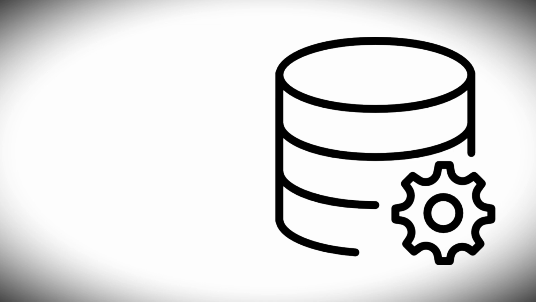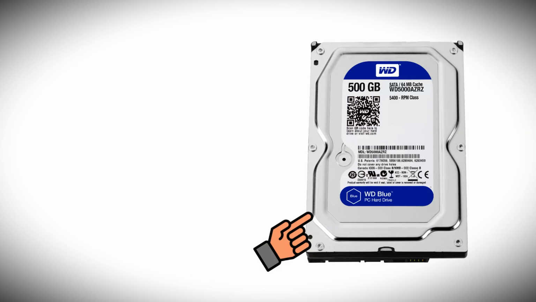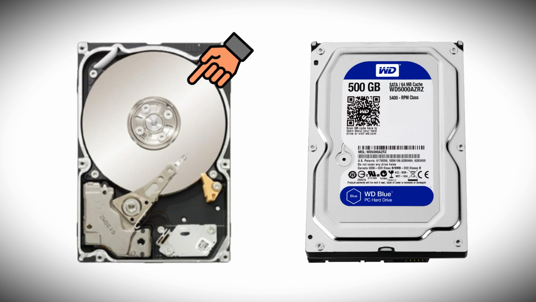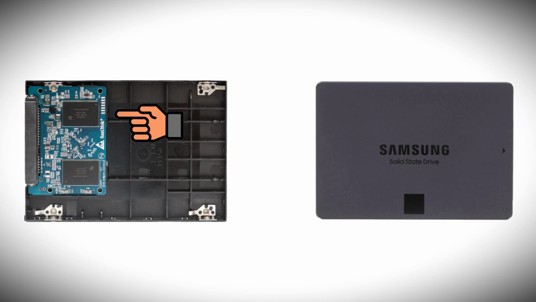Storage devices. To store files that are not currently in use, PCs use non-volatile storage devices such as hard disk drives and solid-state drives. A hard disk drive consists of spinning metal plates and a magnetic head that reads or writes data, all inside a metal casing. A solid-state drive is made up of memory chips soldered onto a circuit board. The speed at which data is read and written is managed by a controller chip.